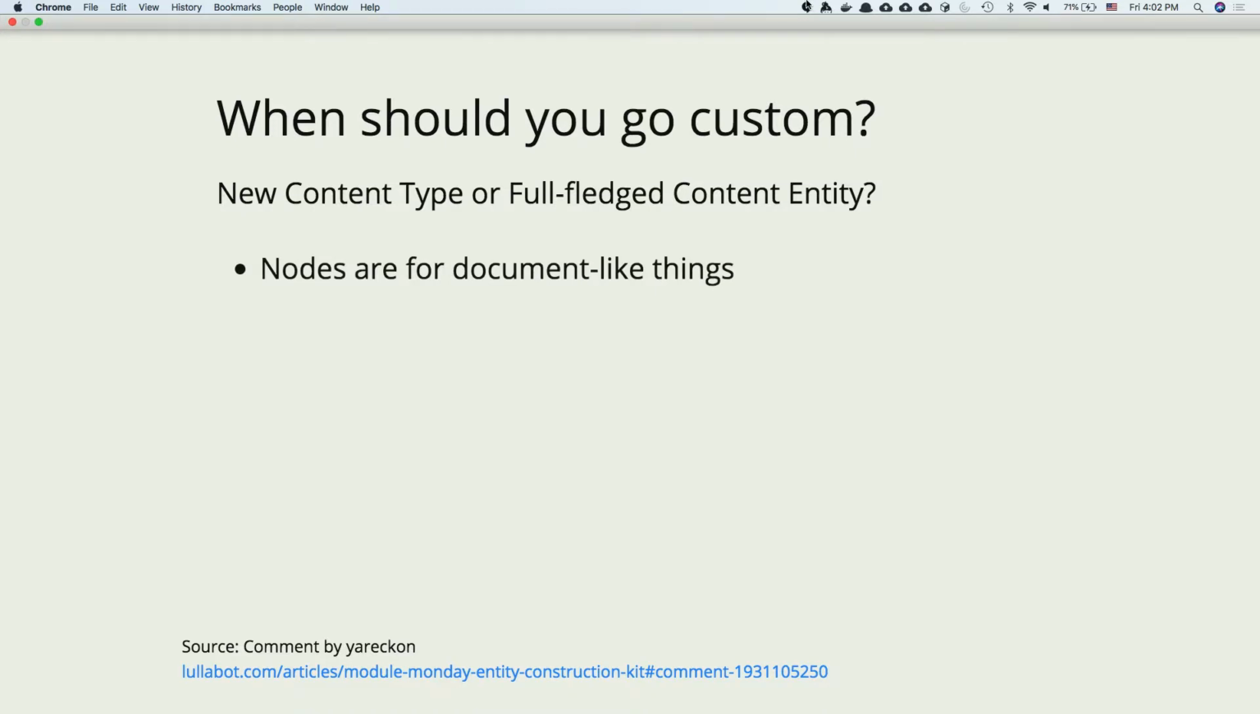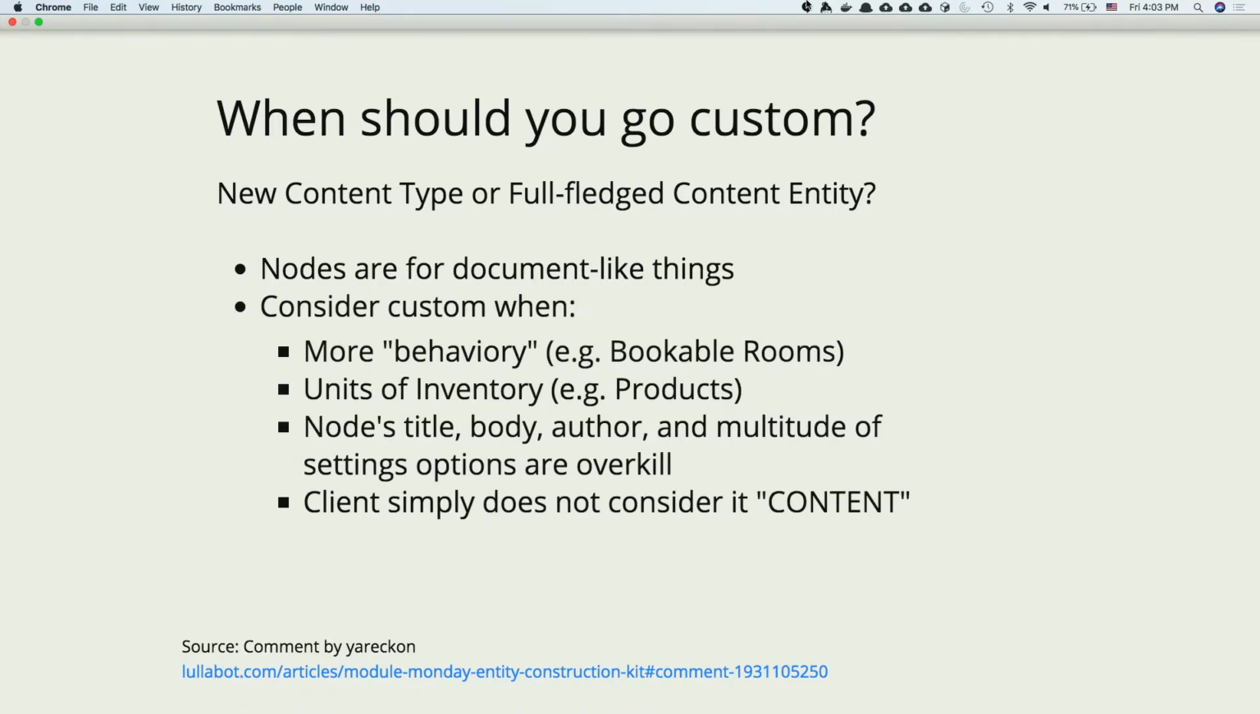I got these descriptions actually from a comment in a Lullabot article on kind of just going through this thought process. And the guy said that nodes are for documenty-like things, whereas you might consider custom when you have a more behaviory kind of thing, like a bookable room. A room would be a custom entity. Or units of inventory, like a product, or a product display, if you're familiar with commerce.